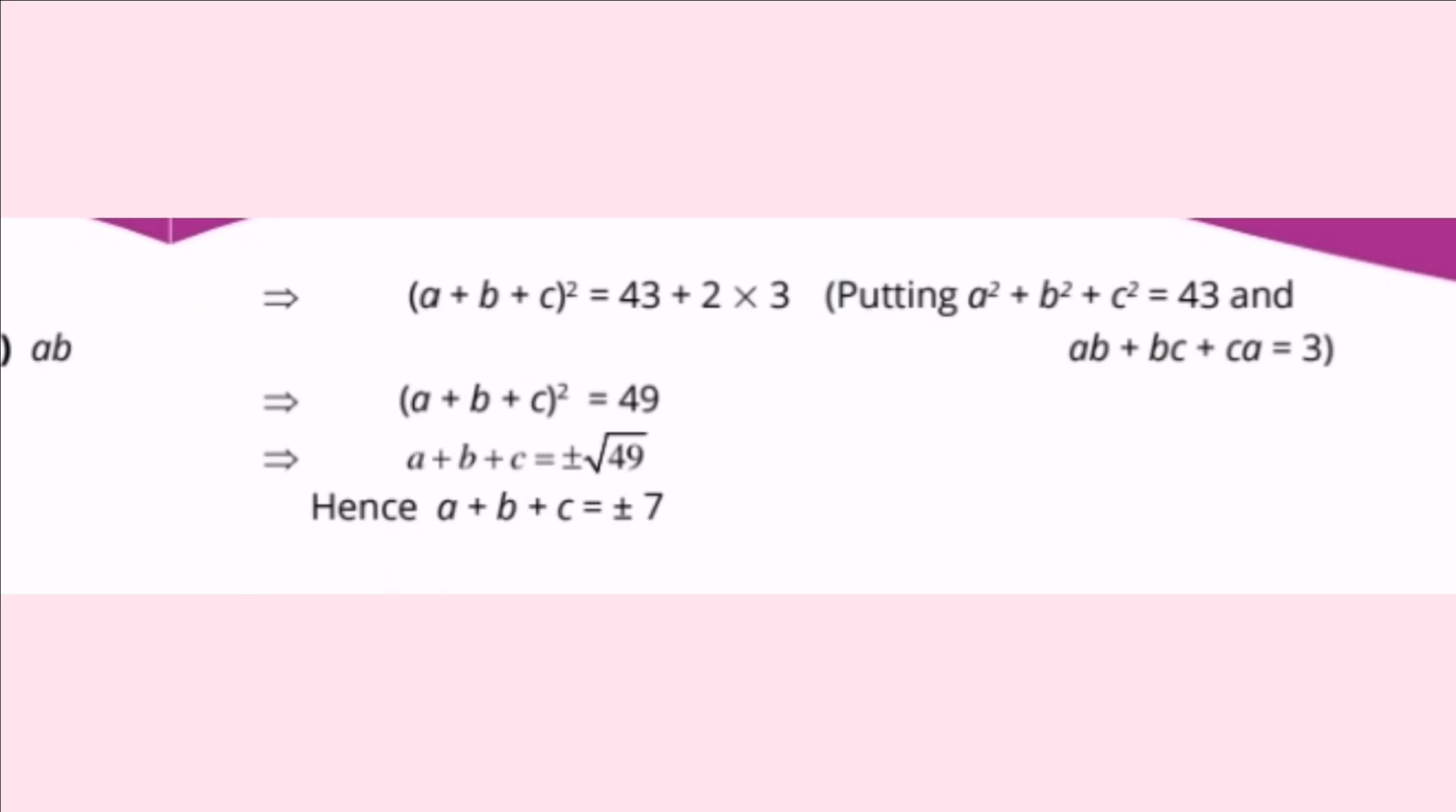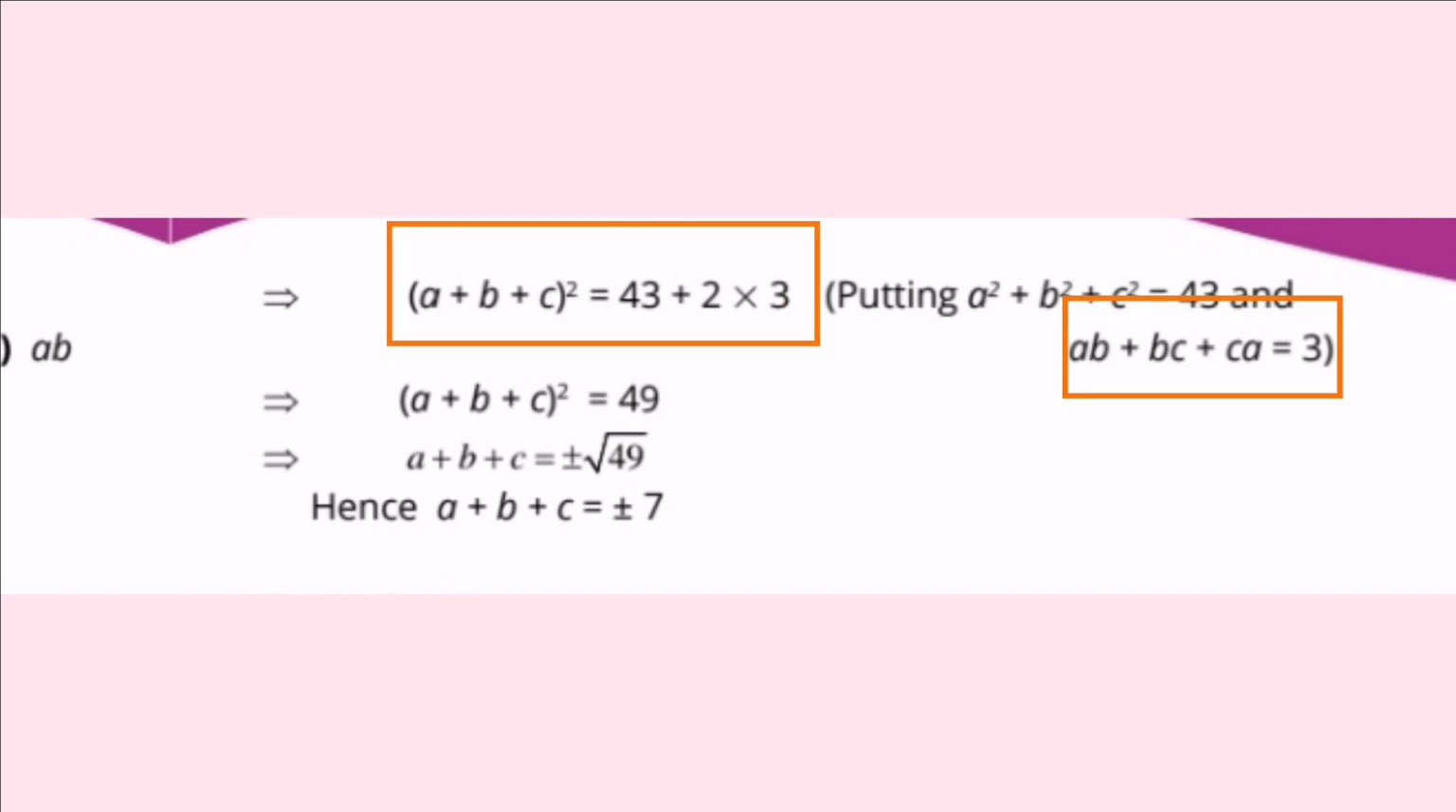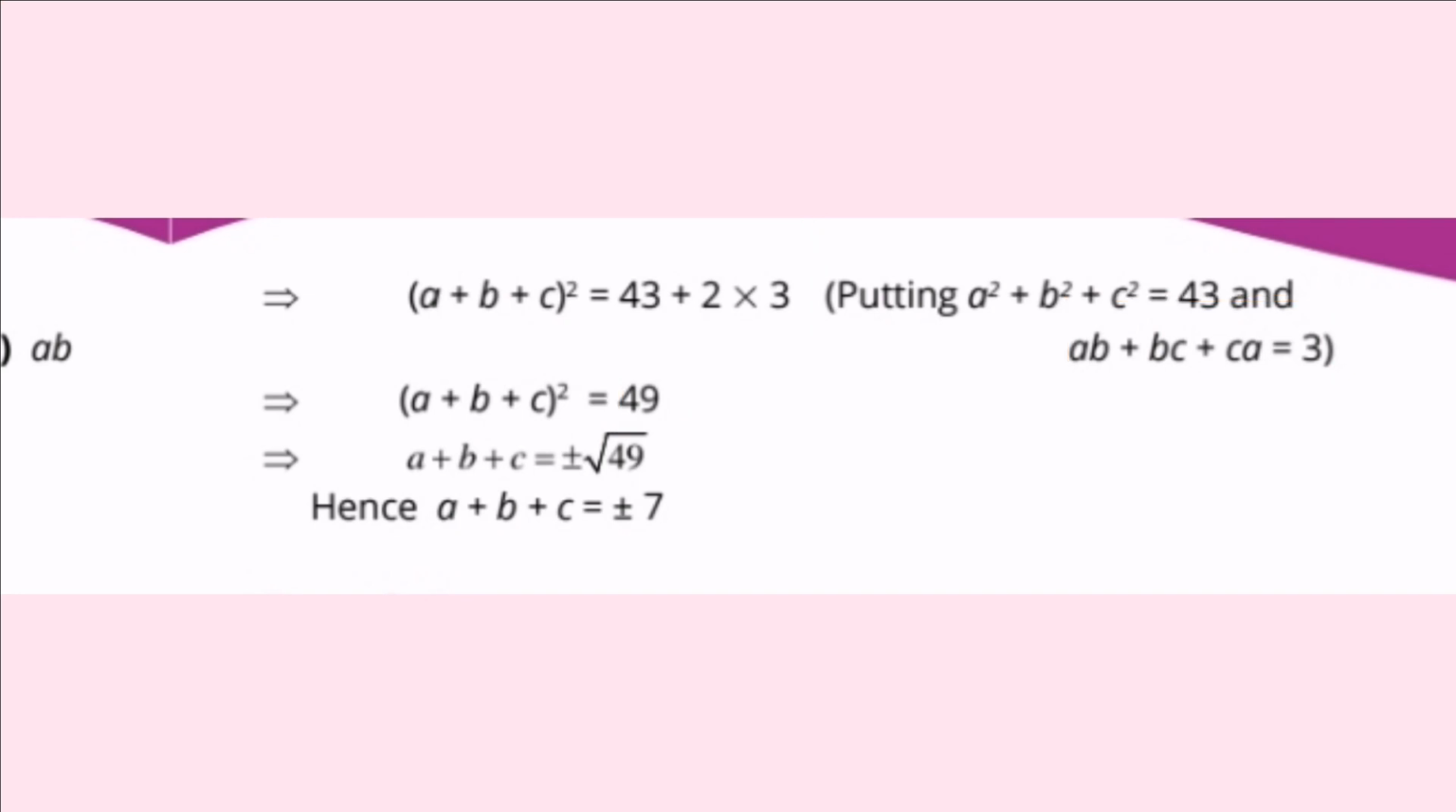Now substitute the value of a square plus b square plus c square, which is equal to 43, and the value of ab plus bc plus ca, which is equal to 3. So the formula becomes (a plus b plus c) whole square is equal to 43 plus 2 times 3. By simplifying the right hand side, we get (a plus b plus c) whole square is equal to 49, and by taking square root, we get a plus b plus c is equal to plus or minus square root 49, which is equal to plus or minus 7.